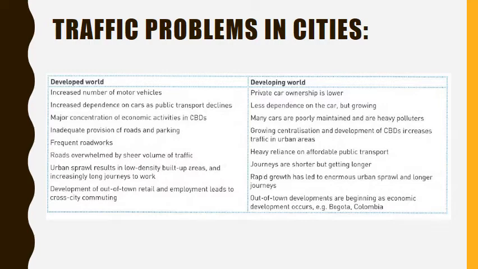Developing world. Private car ownership is lower, less dependence on the car, but growing. Many cars are poorly maintained and are heavy polluters. Growing centralization and development of the CBD increase traffic in urban areas. Having reliance on affordable public transport. Journeys are shorter but getting longer. Rapid growth has led to enormous urban sprawl and longer journeys. Out of town developments are beginning as economic development occurs. Example, Bogota in Colombia.